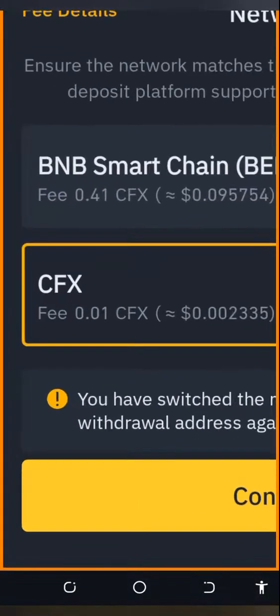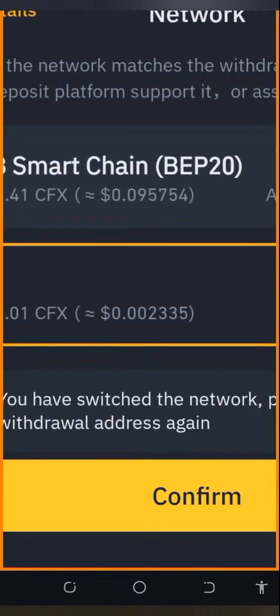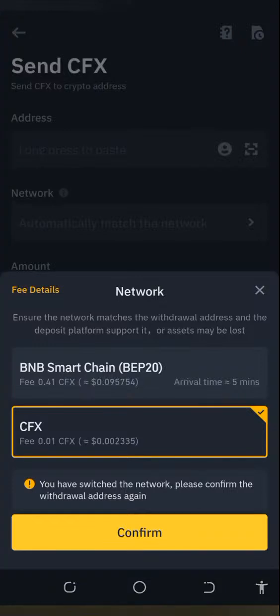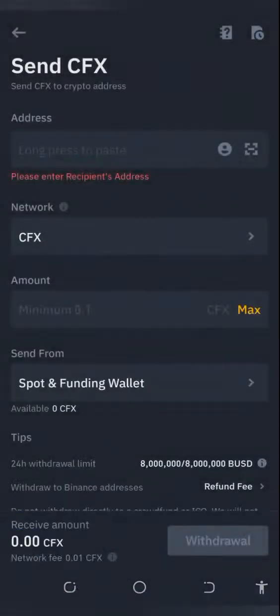How much is it? It's just about 0.002. That's less than 1 cent. Beautiful. That's less than 1 cent to send. Okay, let's go ahead and click on confirm. So what we're going to do here is that we need to be sure that this is going to deliver. Don't forget, if you send money to a wrong address, your money is gone.